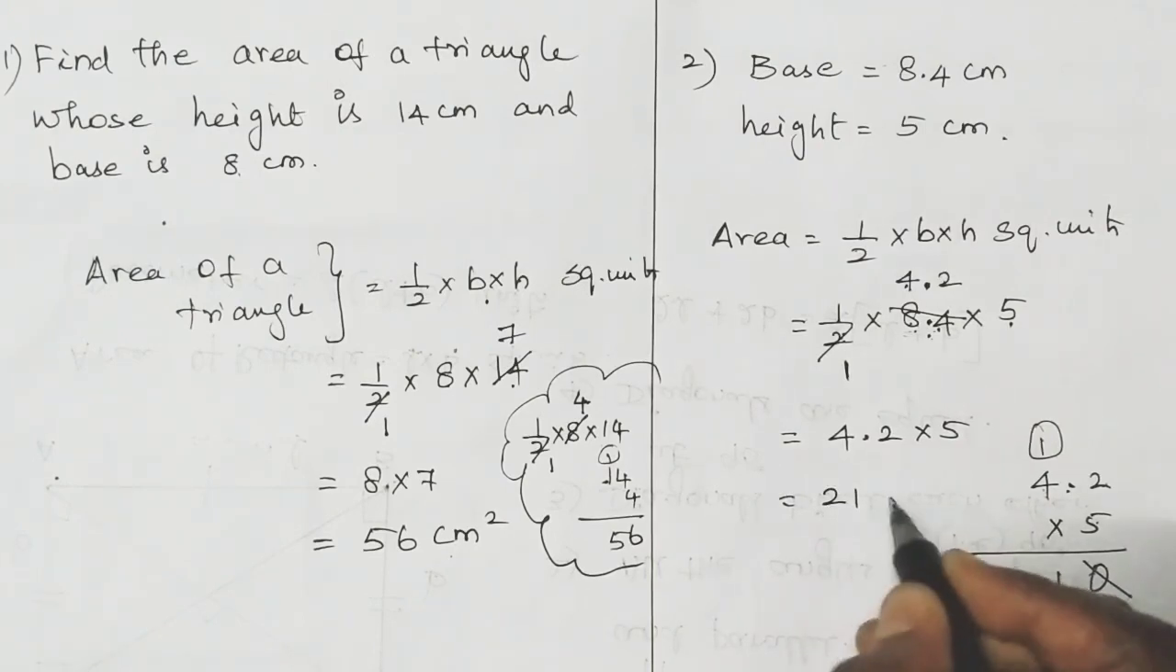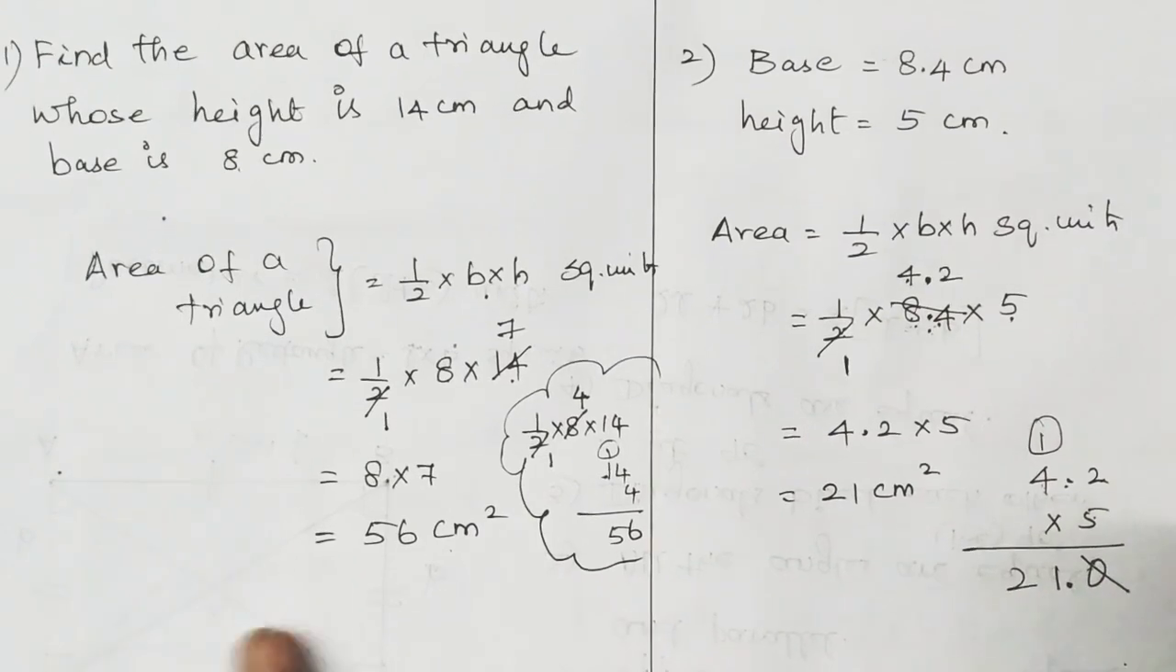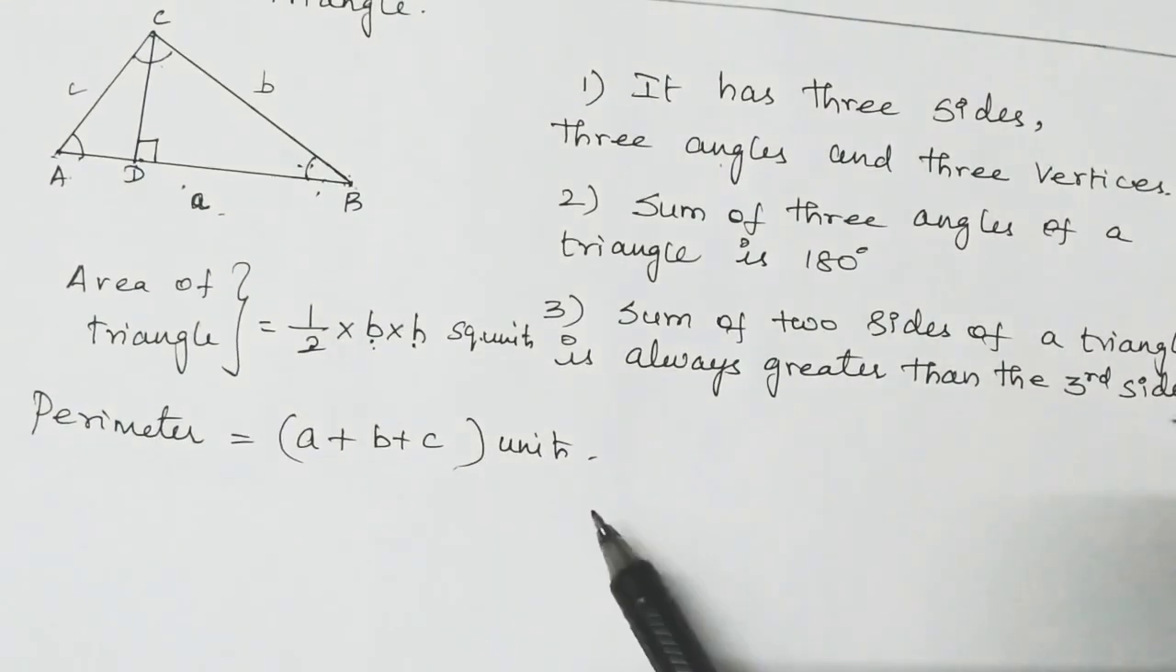So 21 centimeter squared. Is that clear, children? How to calculate area of a triangle? And perimeter is nothing but adding all the sides, right? Adding all the sides. So it is simple.